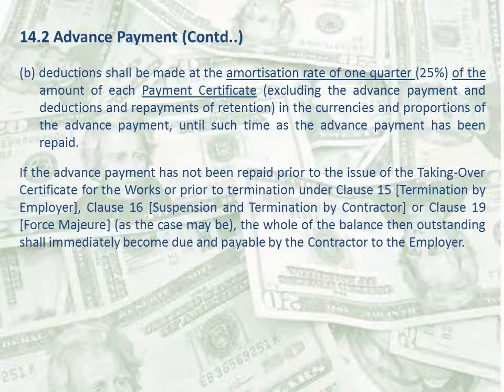If the advance payment has not been repaid prior to the issue of the taking over certificate for the works or prior to termination under clause 15, which is termination by employer, clause 16, suspension and termination by contractor, or clause 19, which is force majeure, as the case may be, the whole of the balance then outstanding shall immediately become due and payable by the contractor to the employer.